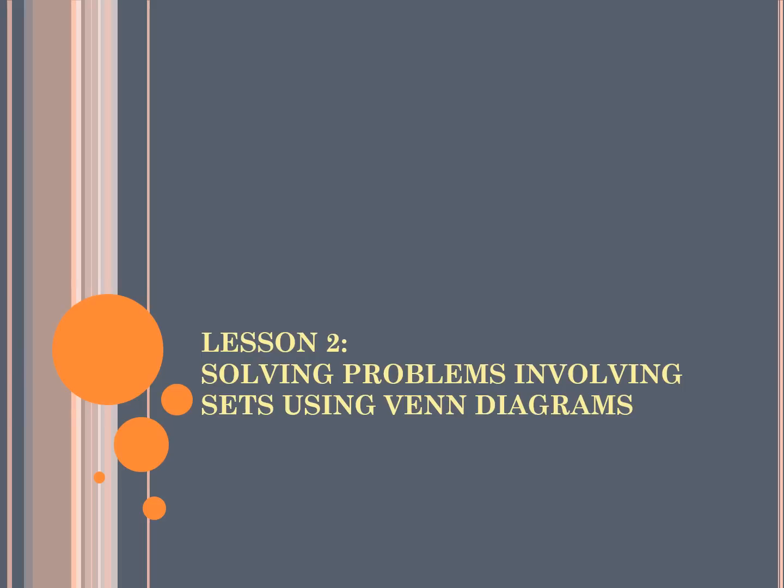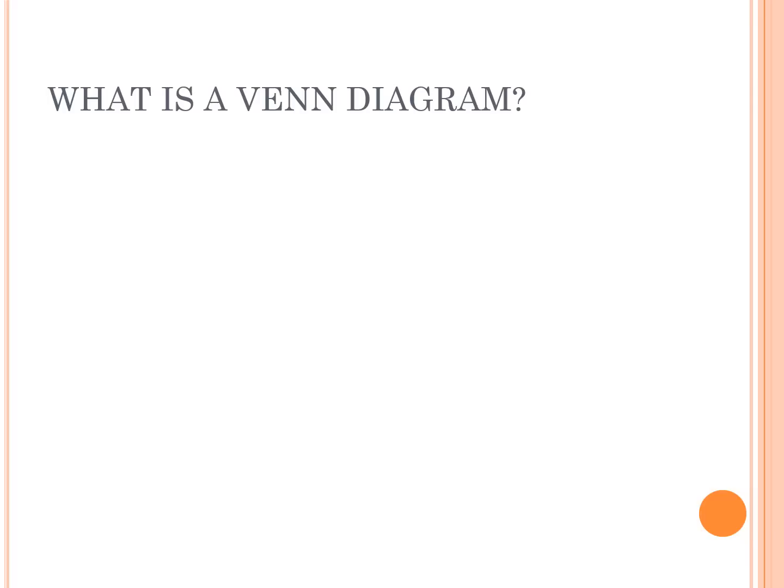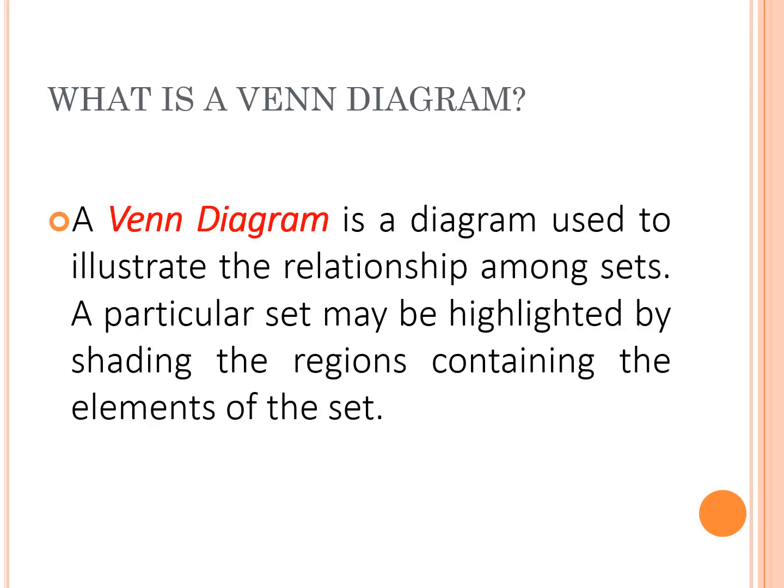Are you ready for the next lesson? Okay. This time, we are going to solve problems involving sets using Venn diagrams. A while ago, you have seen the Venn diagrams for union, intersection, and complement. First, let us define what is a Venn diagram. A Venn diagram is a diagram used to illustrate the relationship among sets. A particular set may be highlighted by shading the regions containing the elements of the set.